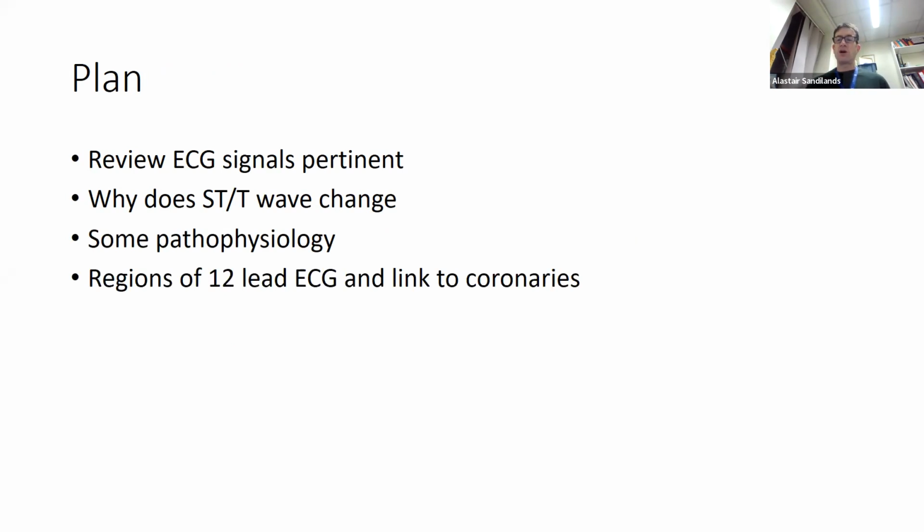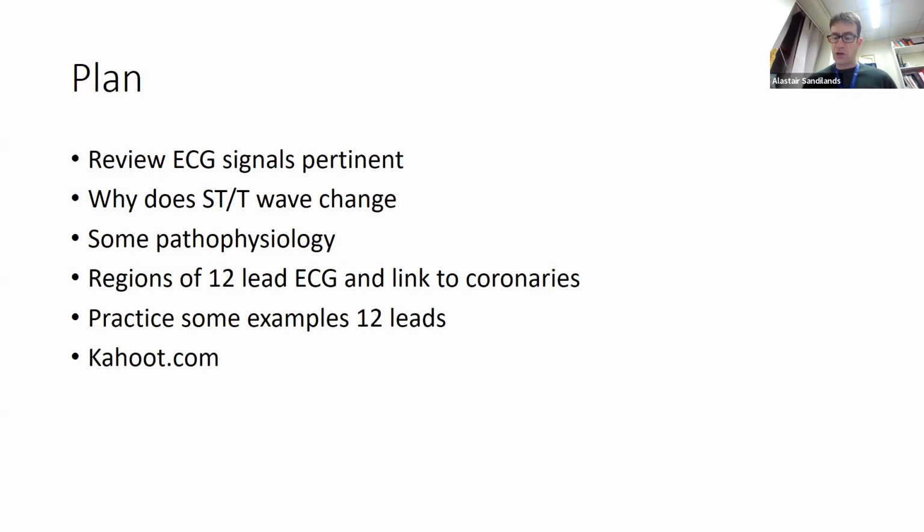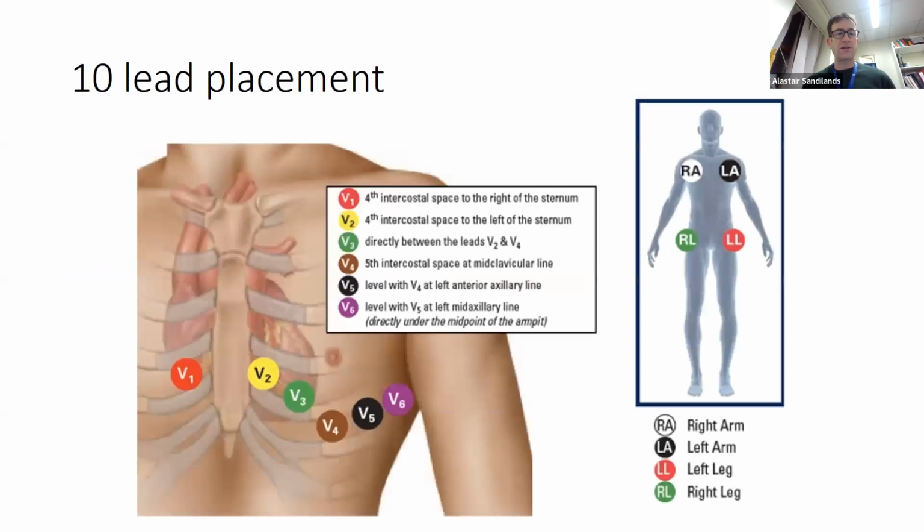We'll look at the regions of the 12-lead ECG and try to link that to coronaries, because ST changes normally group in certain regions, and that is linked to the coronary arteries if it's an acute coronary syndrome ECG. We'll go through lots of examples of 12 leads with my algorithm, and then we'll end with some Kahoot. Hopefully it shouldn't be as long as last week. We'll try and get through things as quickly as possible, but my main aim is to make sure that you understand everything. If there are any questions at any time, try and use the chat. I'll keep on top of it, or please ask any questions.